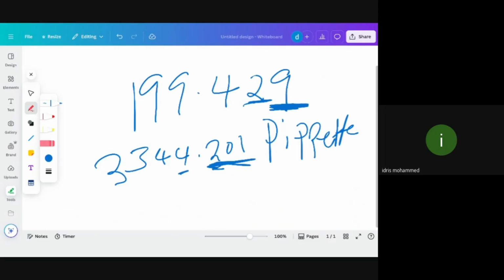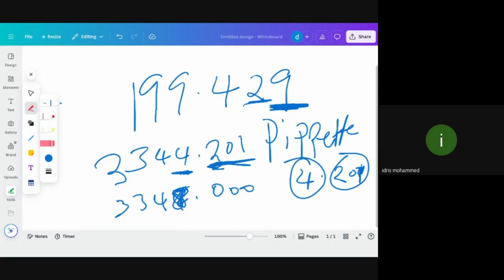But 2 is the pipette. So some use all this, they use this pipette too, but this is the pip. So if price should move now from 3344, let's say to 3348.000, how many pips has it moved? From 4, is it 8? Yes, it's 8. This one is just the pipette, but this is your pip.